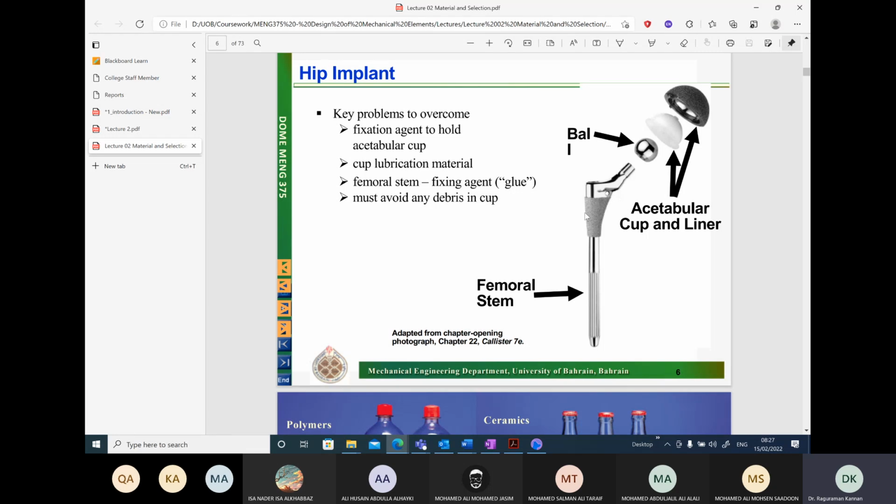Again, you can see there is a porous structure given here so that the thigh bones can grow inside of these pores and there will be a bond created between the bone and the porous structure here.